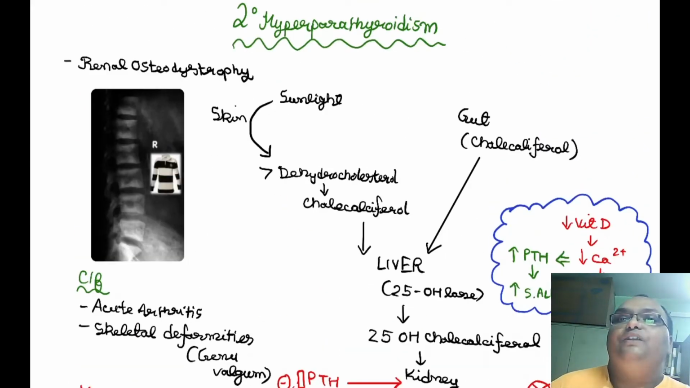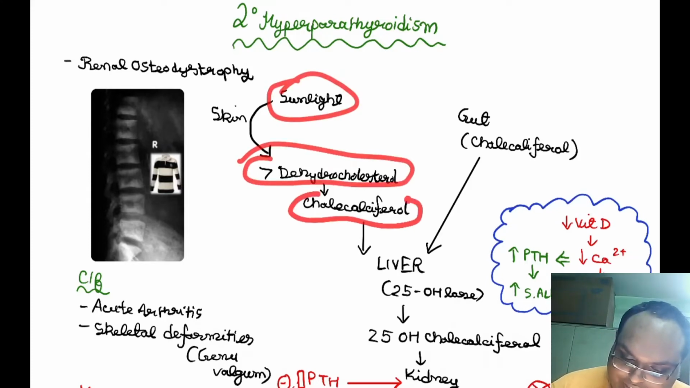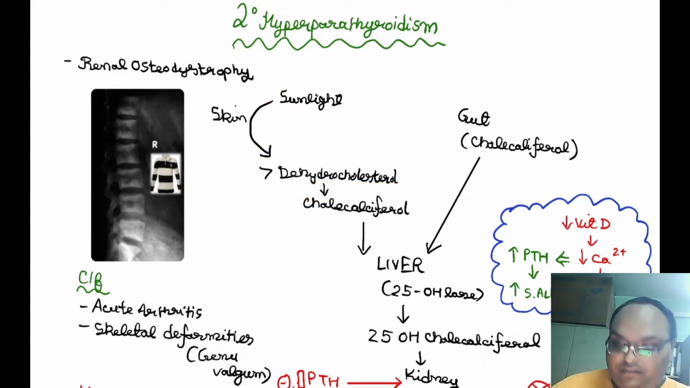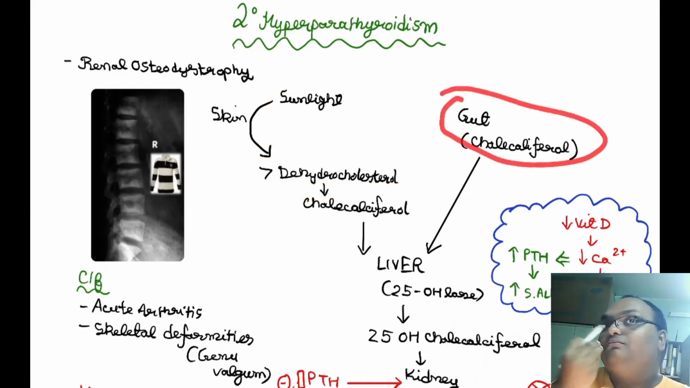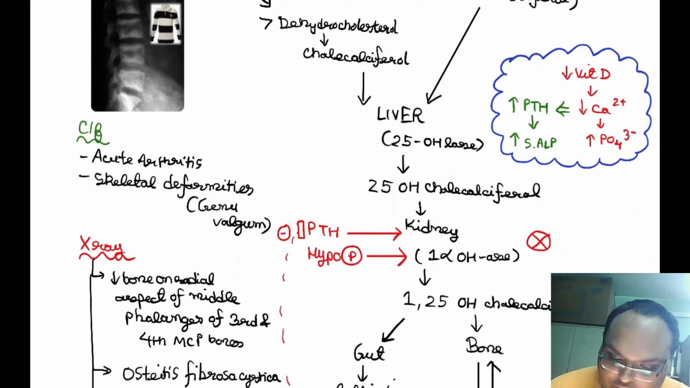There are 2 ways vitamin D is synthesized in the body, major ways. Sunlight falls on the skin, 7-dehydrocholesterol gets converted into cholecalciferol, or through the gut we take in vitamin D, cholecalciferol. Both these forms go to the liver, and liver has an enzyme known as the 25 alpha hydroxylase. What does it do? It converts cholecalciferol into 25 hydroxy cholecalciferol.